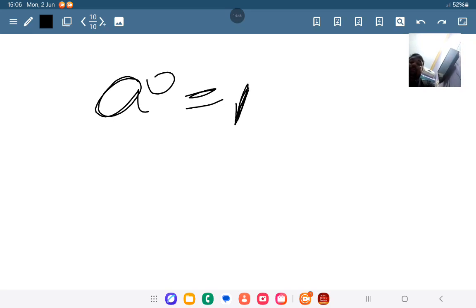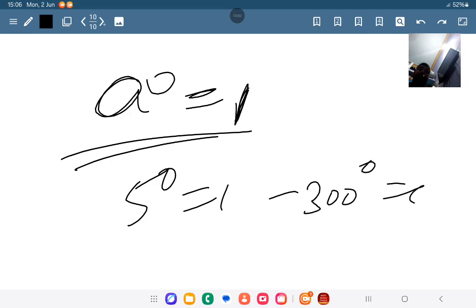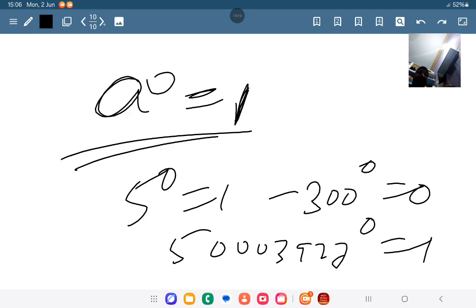Then next thing, something to the power 0 is equal to 1. Okay, something to the power 0 is equal to 1. It may be a small number, it may be a large number, whatever. If its power is 0, then the value will be 1. Like 5 to the power 0 is equal to 1, minus 300 to the power 0 is equal to 1. Suppose 5000397, it's a big number, to the power 0 is equal to 1. Okay, that is clear. Something to the power 0 is equal to 1.